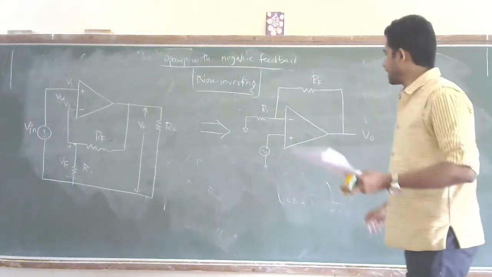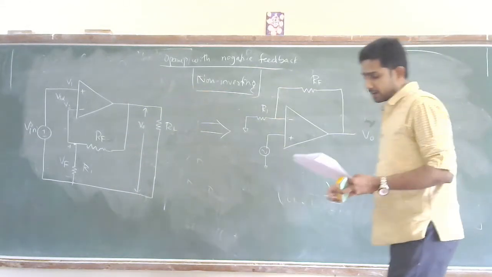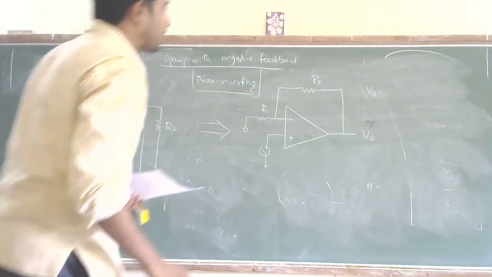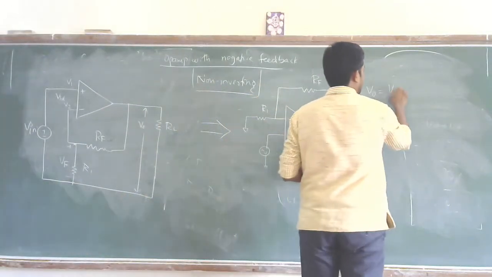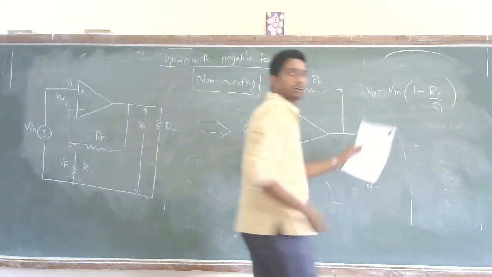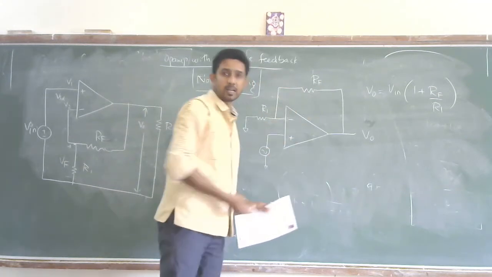And quickly, can you tell me what will be the final output voltage equation of the non-inverting amplifier? Yes, Vin multiplied by 1 plus RF by R1, isn't it? This is the expression you obtained while deriving the equations for this non-inverting amplifier.